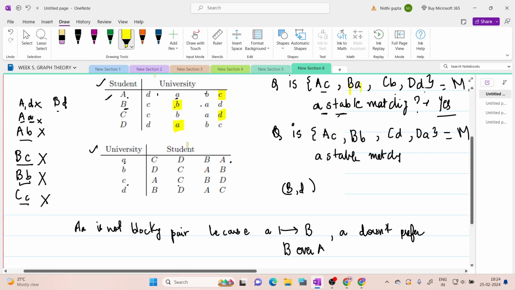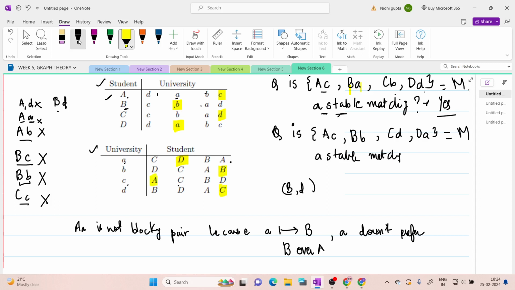So we'll check for these. Here also, if we ease our condition, D, A is D, B is B, A C. So I am saying that this is not a stable matching. I am telling you the answer. The answer is no. Now you just have to give me a blocking pair.